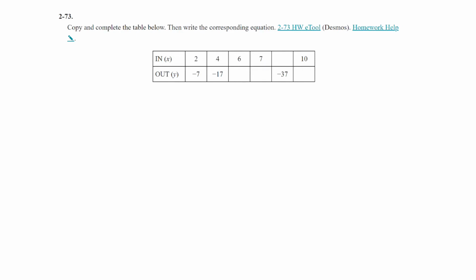Question 73. Copy and complete the table below. Write the corresponding equation. You could look at the table and start trying to figure out how the x values are increasing, and then also how the y values are increasing, or in this case decreasing, and then complete the table that way. Another way that you could possibly do it is to find the slope since you are given 2 values here. Now the input's on the top, so we might want to rewrite these ordered pairs as (2, negative 7) and (4, negative 17), just so we maybe don't make the mistake of putting the y's on top and not the x's.